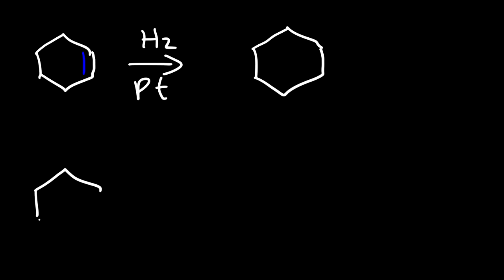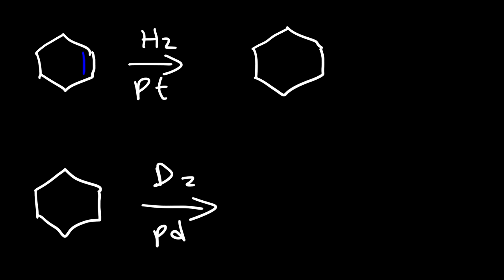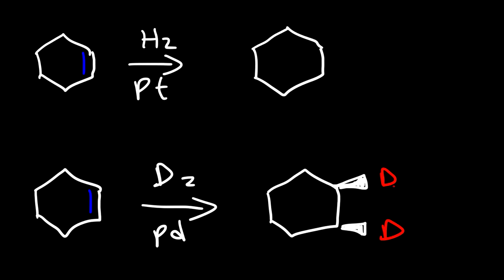Now let's use an isotope of hydrogen called deuterium. Now let's use a palladium catalyst instead of a platinum catalyst. Now this time we do need to show the deuterium atoms. And so the double bond will be reduced to a single bond, and we're going to add the two deuterium atoms cis with respect to each other. So this reaction occurs with syn stereochemistry or syn addition. Now you can also draw your product like this.